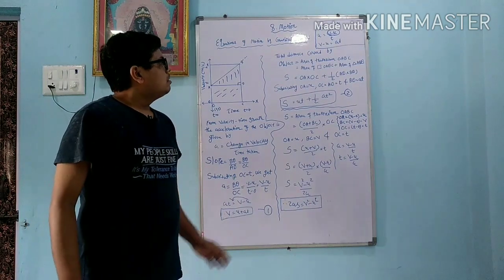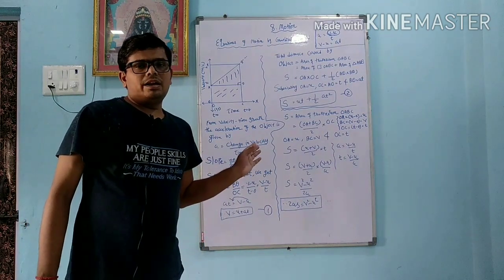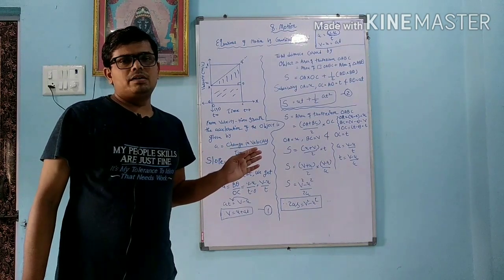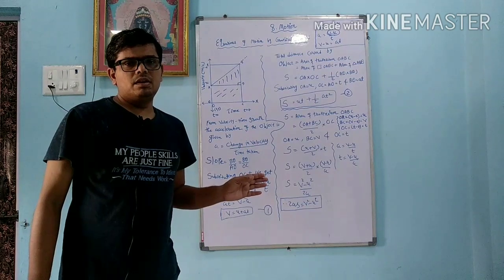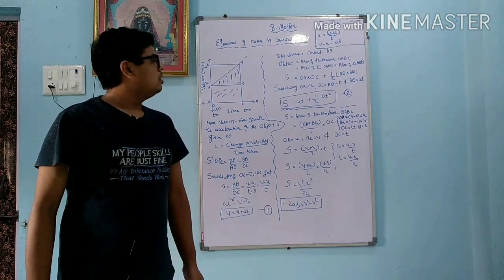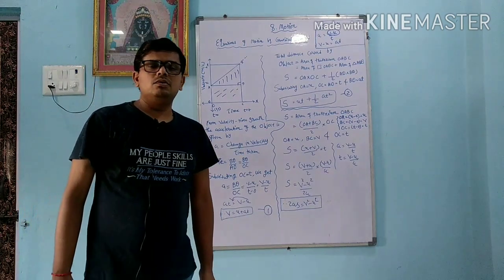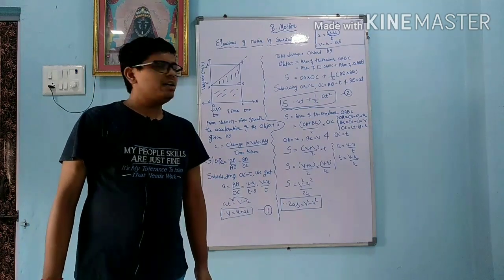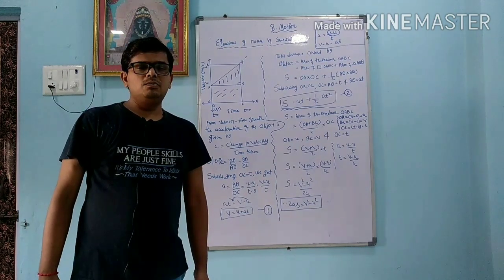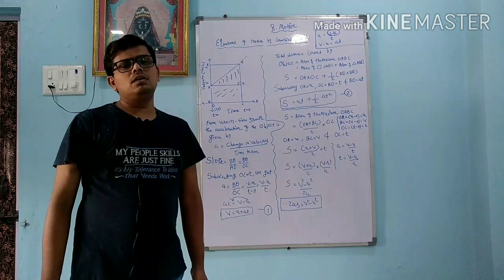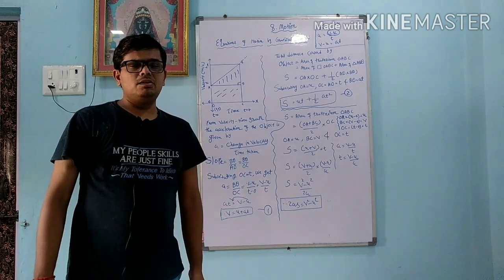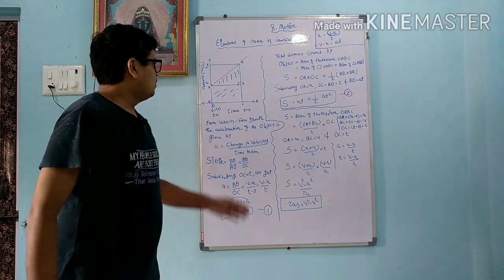Second thing, whatever areas are there, like triangle or rectangle or trapezium, what is the formula for them? Area of triangle you already know: half into base into altitude. Area of rectangle equals L into B, that is length into breadth, and area of trapezium equals the addition of two parallel sides divided by 2, into the distance between the two parallel lines. Okay, so we will start here.